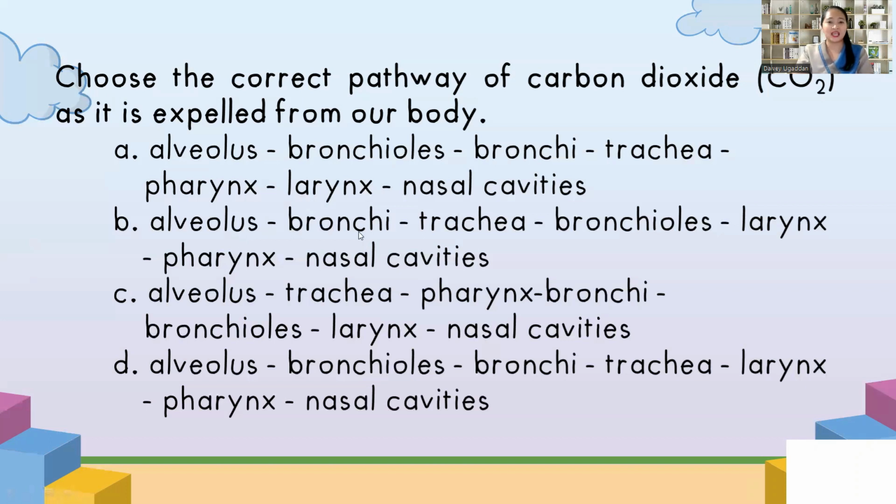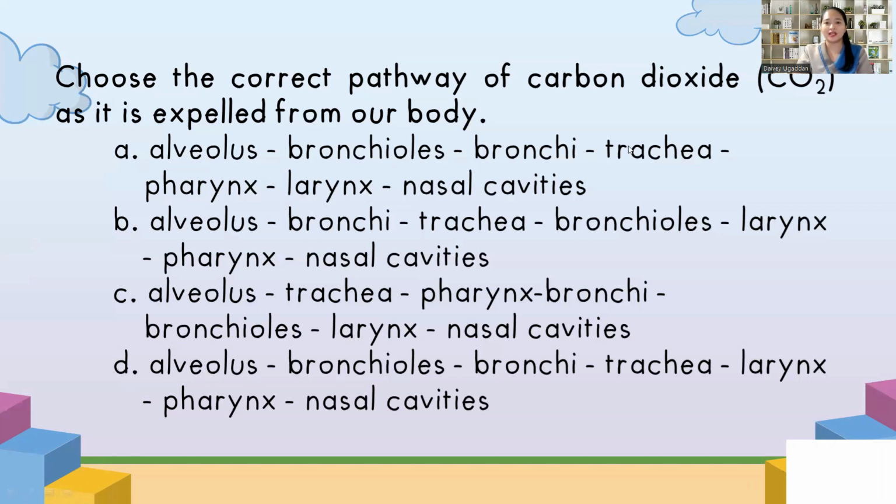Alveolus bronchi, that is wrong. Alveolus trachea, that is also wrong. And then alveolus bronchioles, this is correct. So that means we can eliminate letters B and C because they are both wrong. Let us move to the third part. So option A, alveolus bronchioles bronchi, that is correct. Letter D, alveolus bronchioles bronchi, that is also correct.